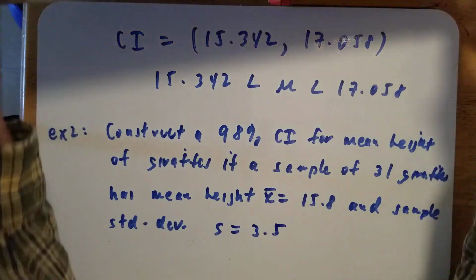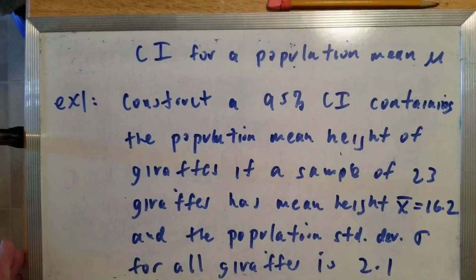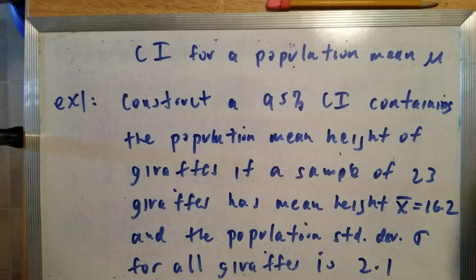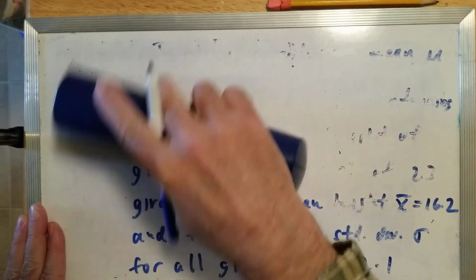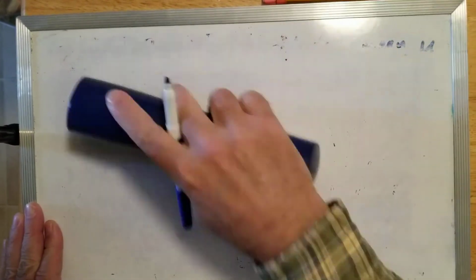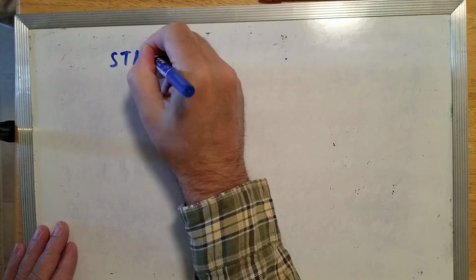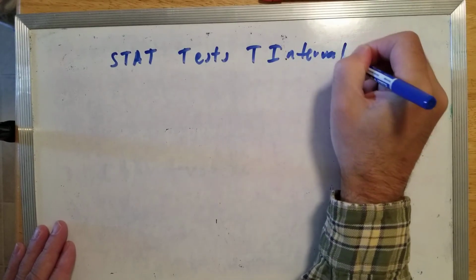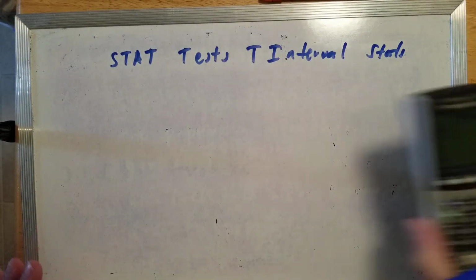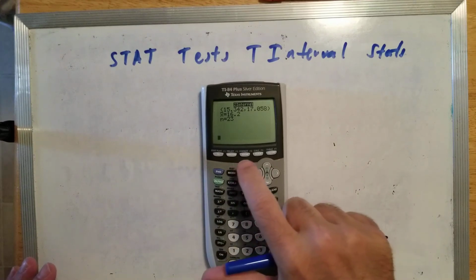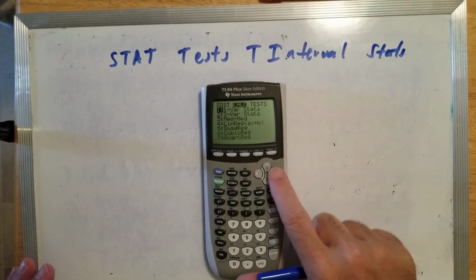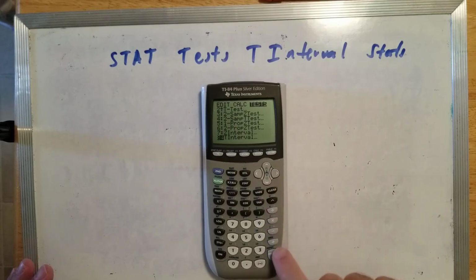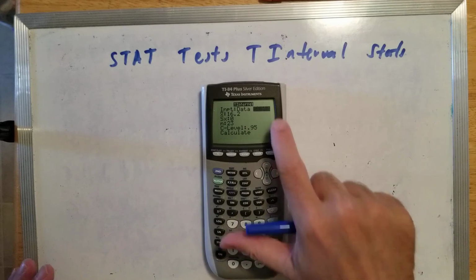And in this case, we're going to use the calculator again. But instead of using Z interval, we're now going to use T interval. So I'm going to go to stat tests T interval with the stats option. So here it is on the calculator. I'm going to go to stat tests. I'm going to arrow down to T interval this time with the stats option.